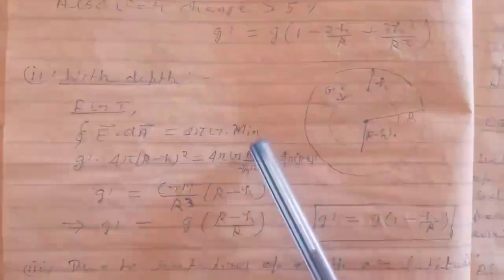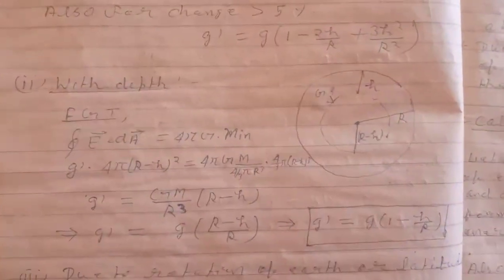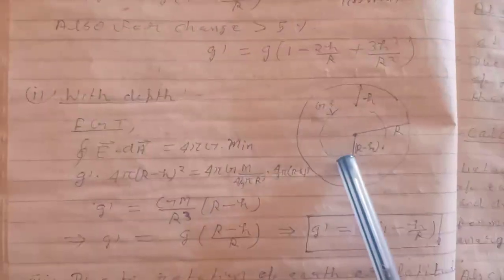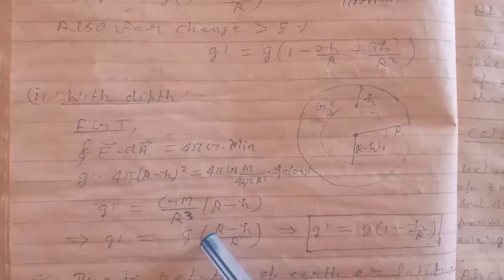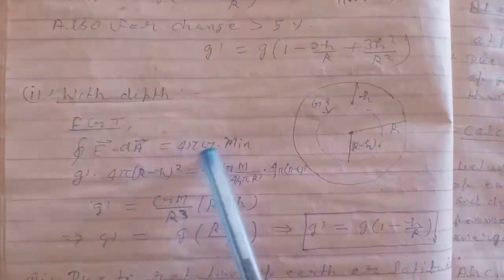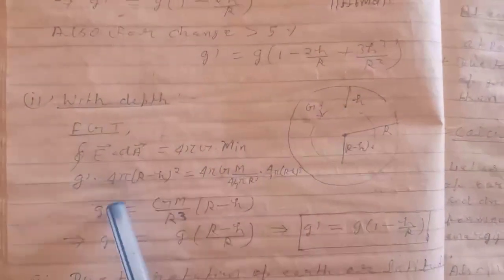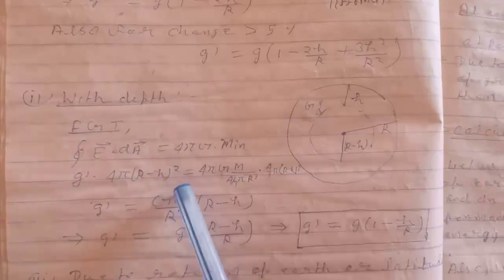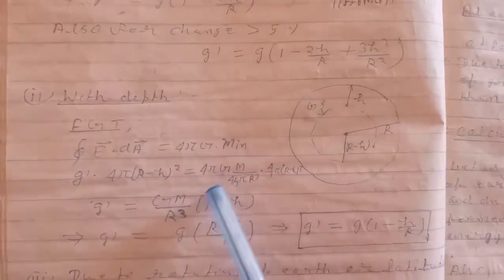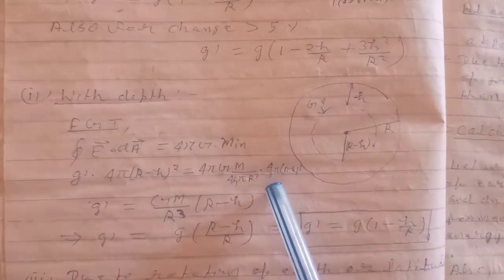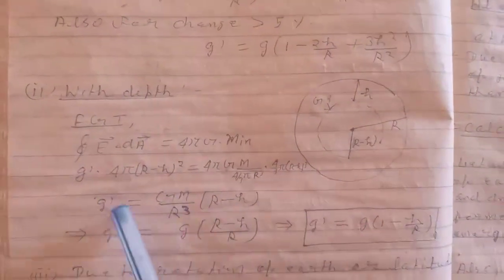Now in this case the intensity is changing, that is, the acceleration due to gravity is changing due to the depth. Consider at a depth h a Gaussian surface of radius R minus h. Now integration of E vector dot dA vector equals 4 π G times m enclosed, or g dash. Here we have considered the acceleration due to gravity g dash, so g dash into 4 π (R minus h) whole square equals 4 π G times M by 4 by 3 π R cube into 4 by 3 π (R minus h) cube.